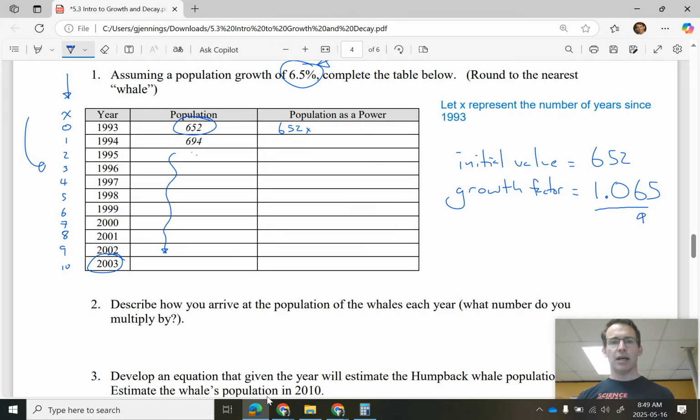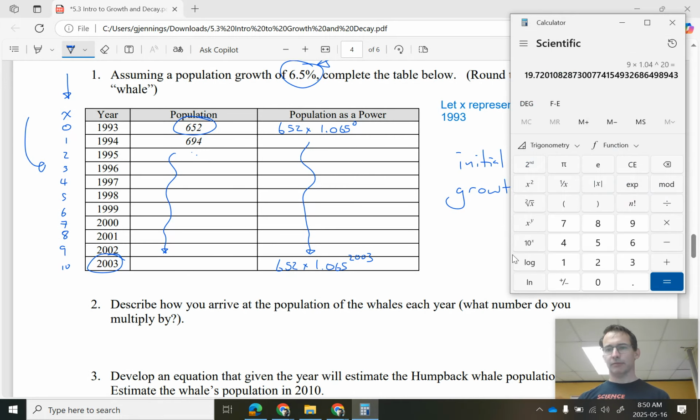So this is like 652 times 1.065 to the 0, because that's the initial value, right? And then we're just going to crank that up and go down here and do 652 times 1.065 to the, let me check, 2003.